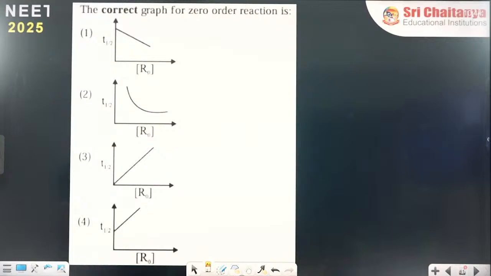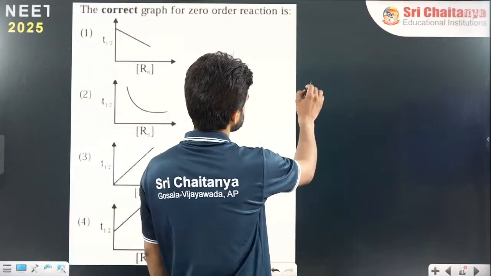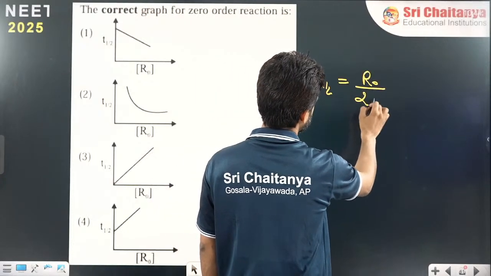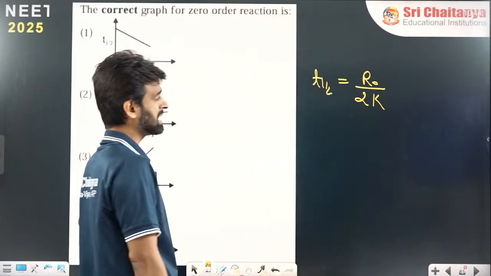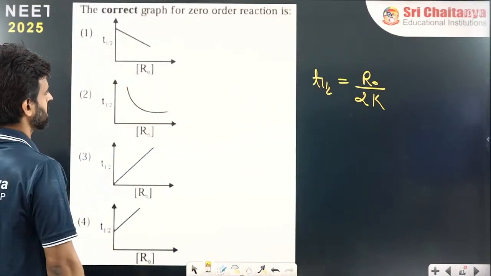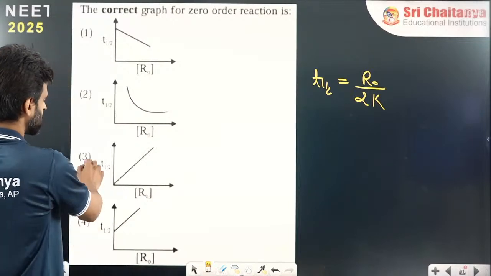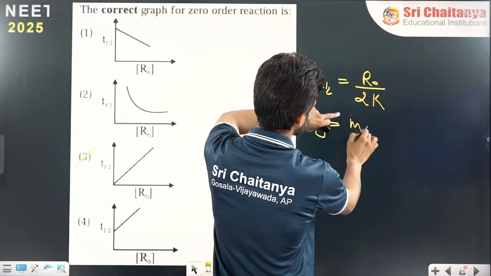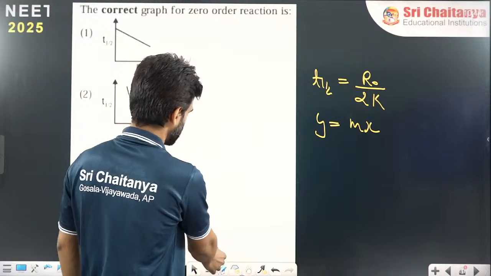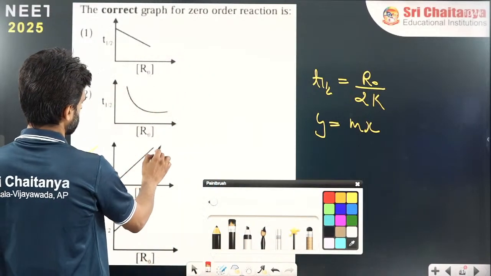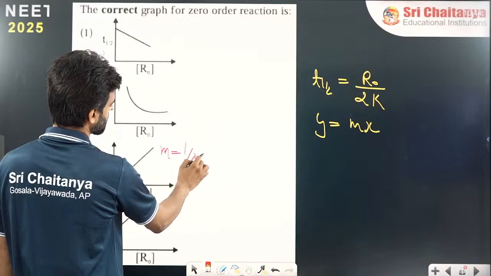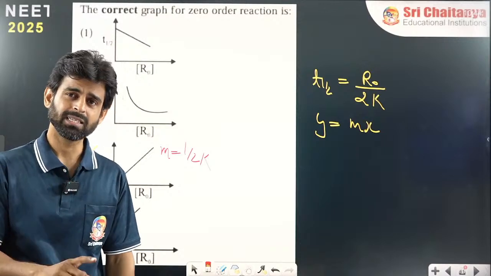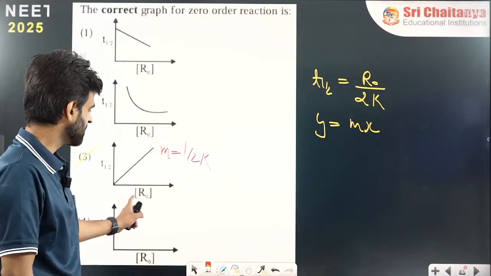The graph correct for zero order. We know for the zero order the expression is R naught by 2k. So definitely half-life will increase for zero order if R naught will increase. So we can go for a straight line, right? Because it is y equals mx. So what is m here, if I say? What is m, beta? m is 1 by 2k. Slope here is how much? 1 by 2k. Easy. Rate remains constant in zero order reaction, but half-life increases with R naught. Okay.